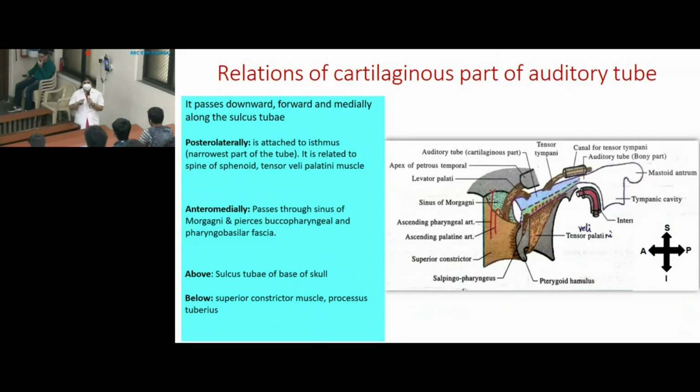And if you have seen this specimen... So it is guarded in the upper and posterior part by a mucous elevation because of the underlying lymphatic tissue. Tubal tonsils. So these are tubal tonsils protecting the upper and posterior part of the auditory tube.